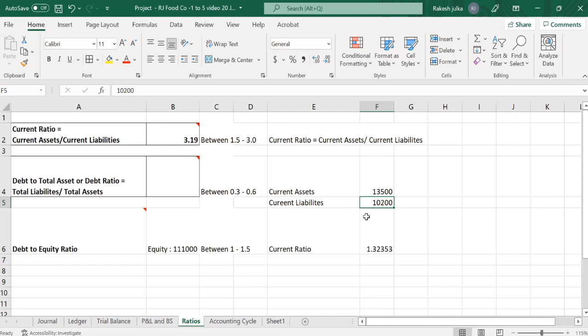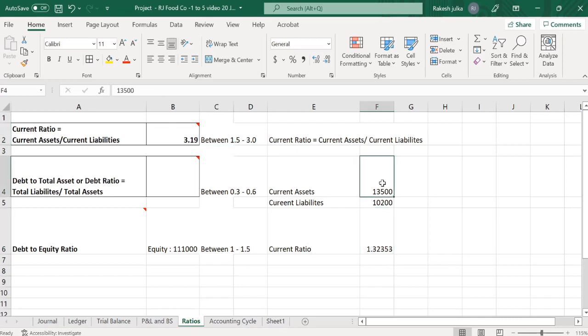So what is the standard? What is the standard for the current ratio? How much current ratio is good for the company? It is good if it is between 1.5 to 3.0. So now this is 1.32, which is also good, no problem.